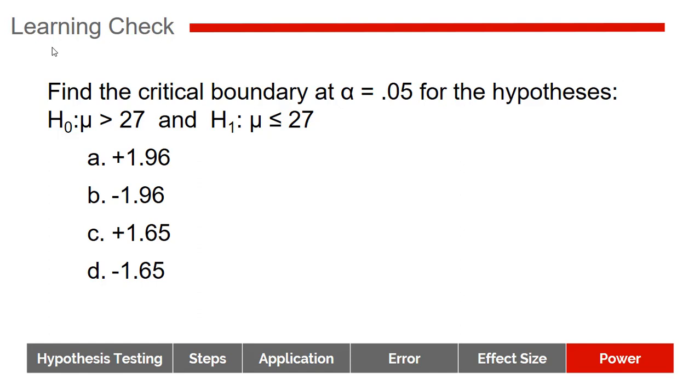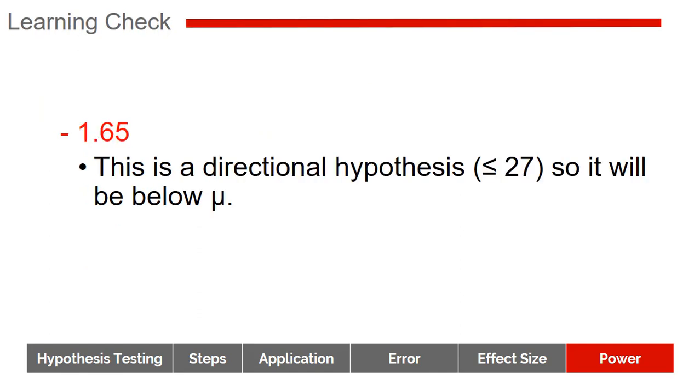But since we're hypothesizing in our alternative hypothesis that our mean is going to be less than 27, we are looking at a negative number. So negative 1.65 is going to be our answer. It's a directional hypothesis, and it's going to be below the mean. We're hypothesizing on the alternative side that it's going to be below the mean.